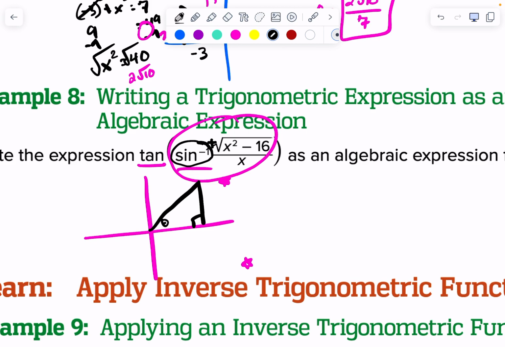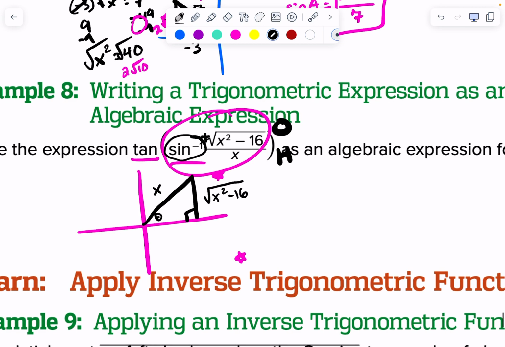Okay, now they don't give me numbers for opposite and adjacent, but sine is opposite over hypotenuse. So that means my opposite side is disgusting: the square root of x squared minus 16. My hypotenuse side is x. Okay, we have to find the adjacent side.